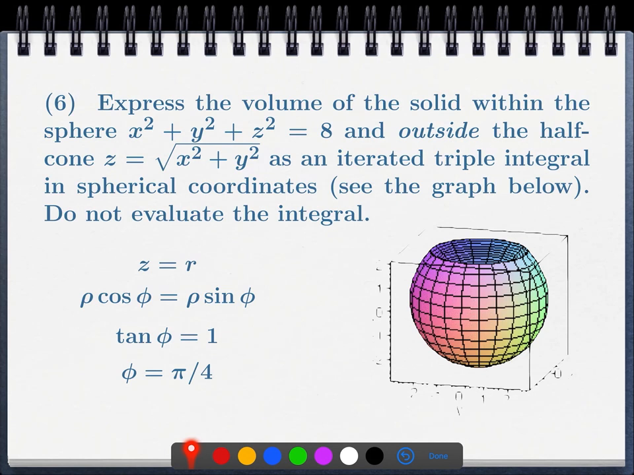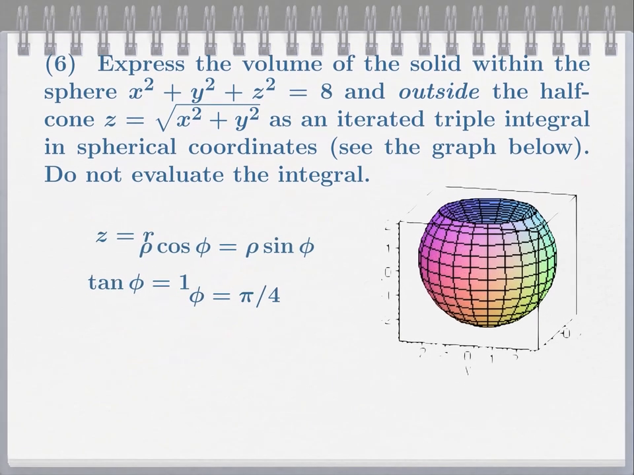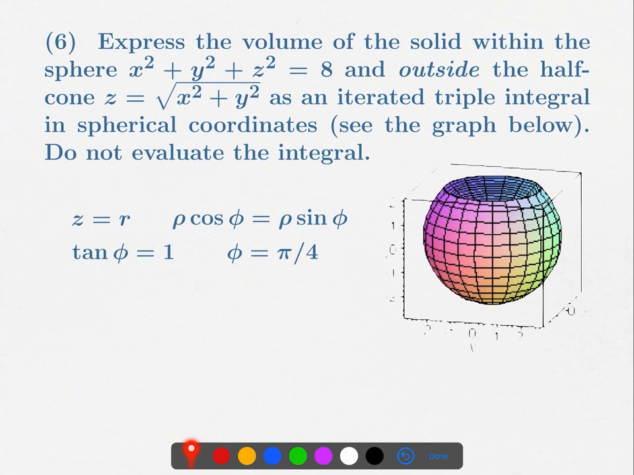Remember, phi has to be between 0 and pi. There's only going to be one phi in that range where tangent of phi equals 1, and that's phi equals pi fourths. So this cone is the same as phi equals pi fourths. That's another description of this cone. How do we set up this integral in spherical coordinates?